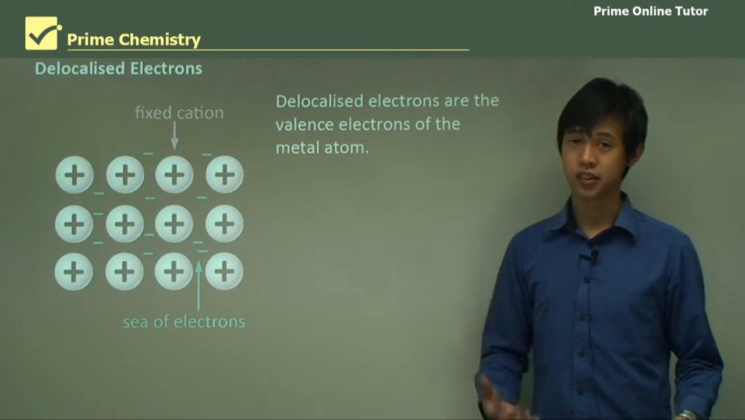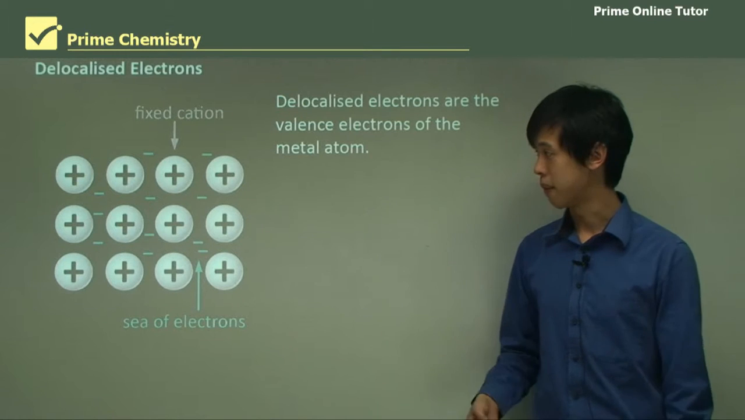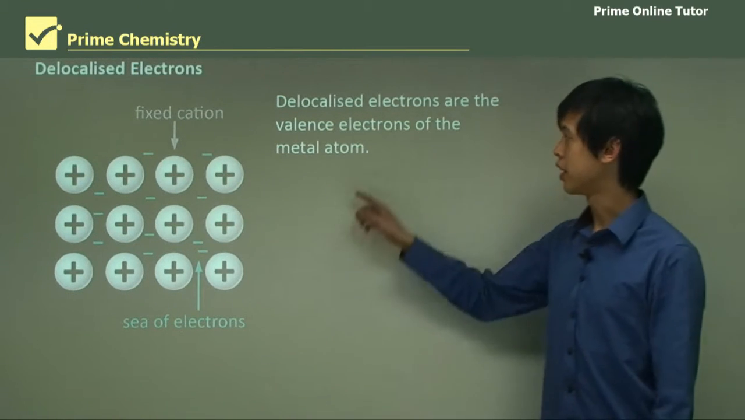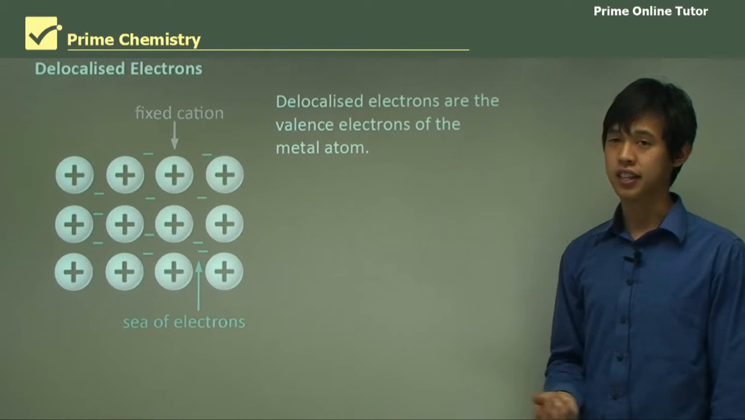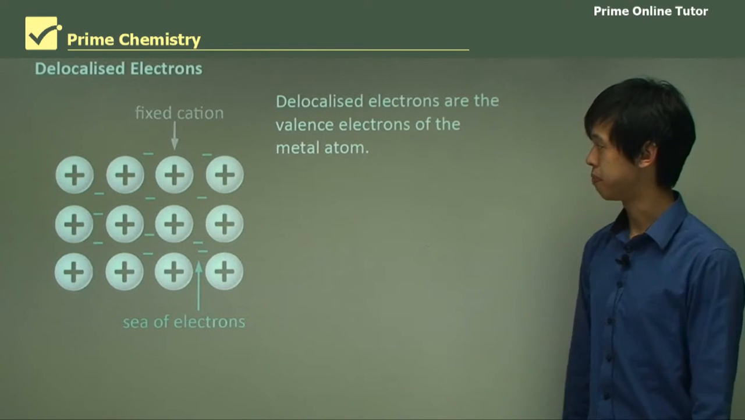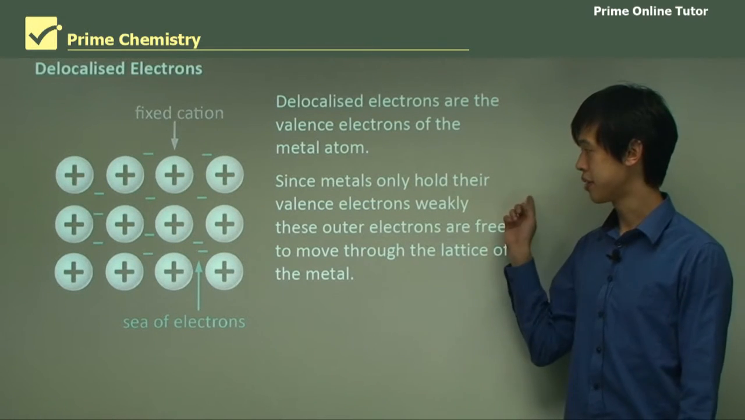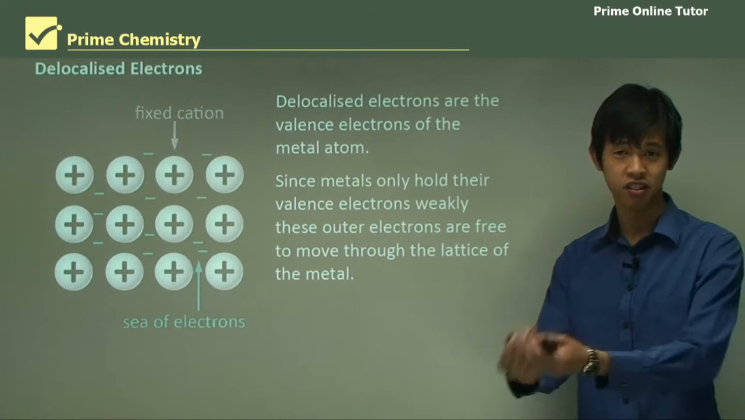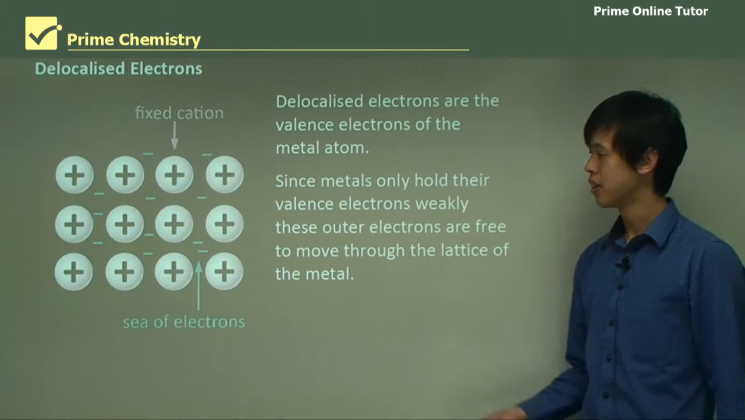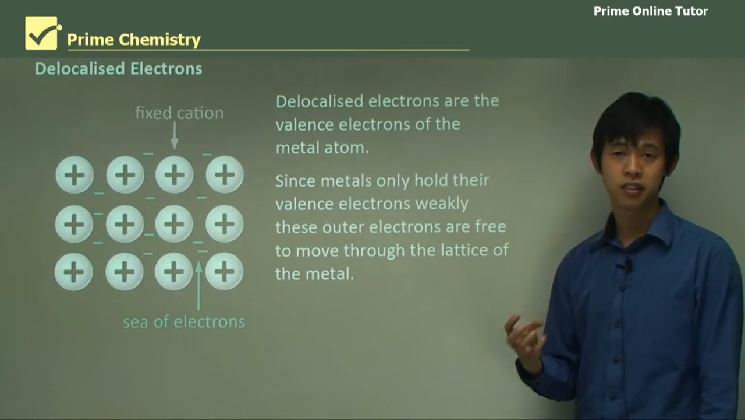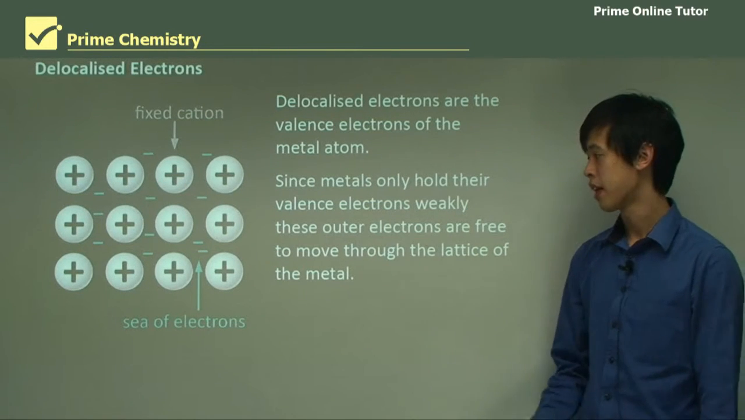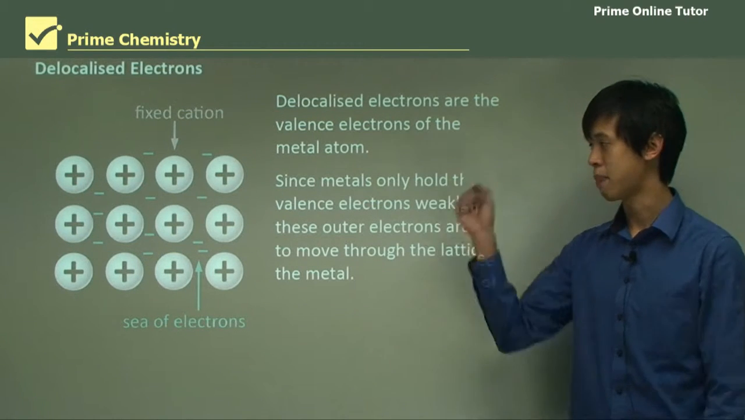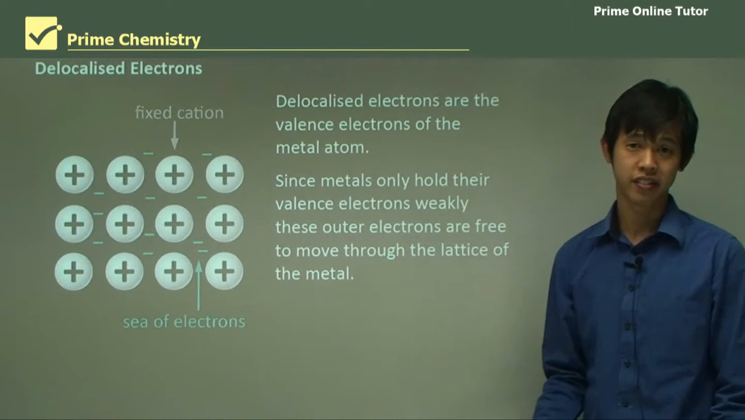Now the delocalized electrons, let's look deeper into what that actually means. Instead of having circles, we're just going to have minus signs because it's a little bit easier. Delocalized electrons are the valence electrons of the atom, like I mentioned before. Since metals only hold their valence electrons weakly, like sodium, which always wants to get rid of its valence electron, most metals hold their valence electrons very weakly. These outer electrons are then free to move through the lattice of the material. They're happy to move between the ions however they please.